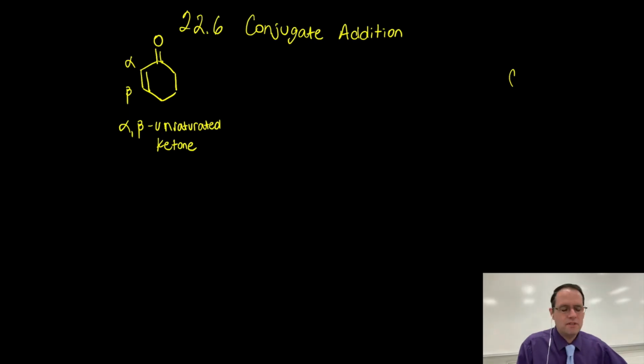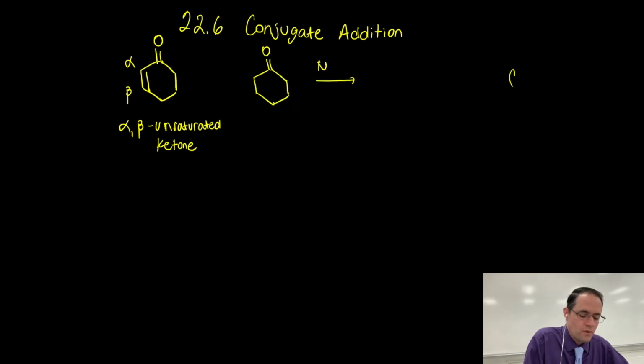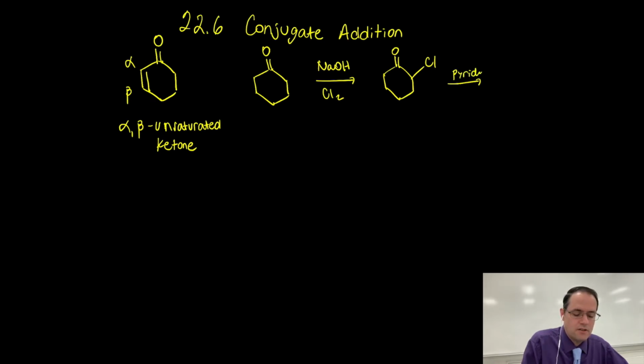And there are a couple of different ways that we could synthesize that. So for example, if we have cyclohexanone, we can treat this with sodium hydroxide and chlorine, okay? And that will alpha chlorinate. And then we can treat this with pyridine. Pyridine is a nice base that will allow this to do an E2 elimination to give us the alpha beta unsaturated ketone.